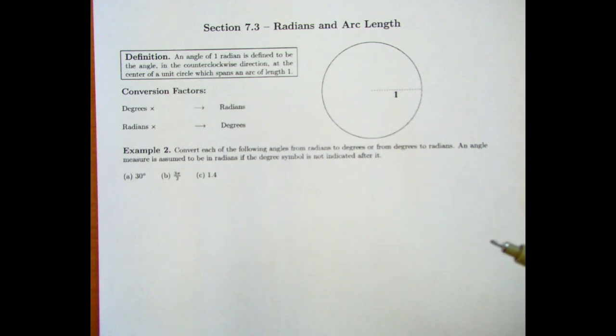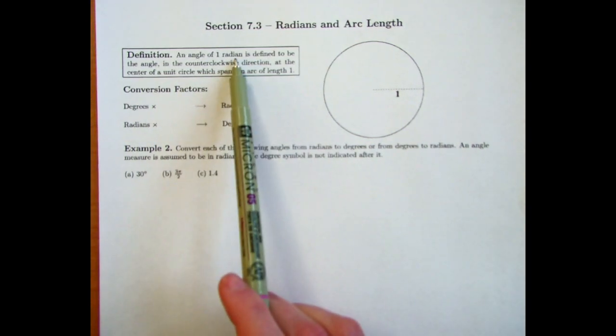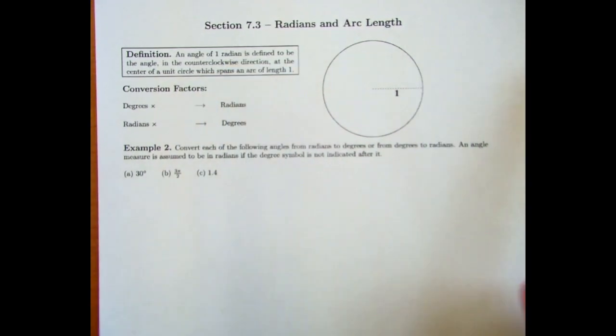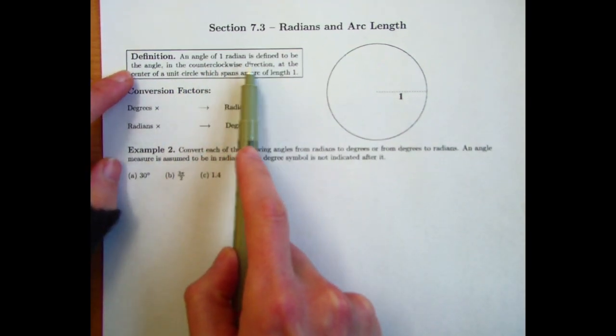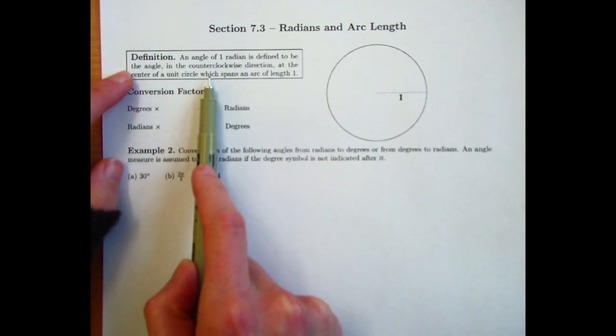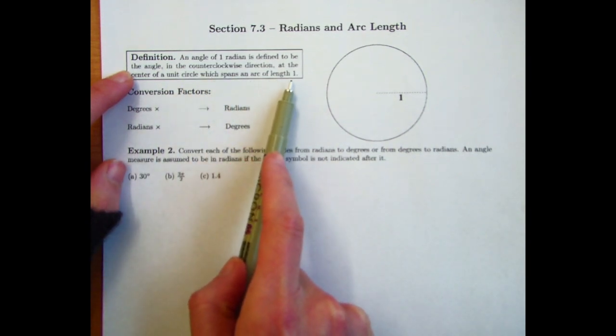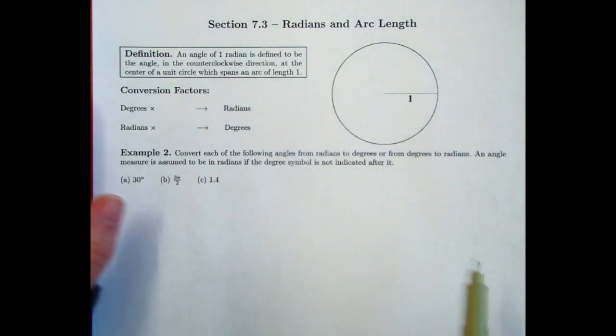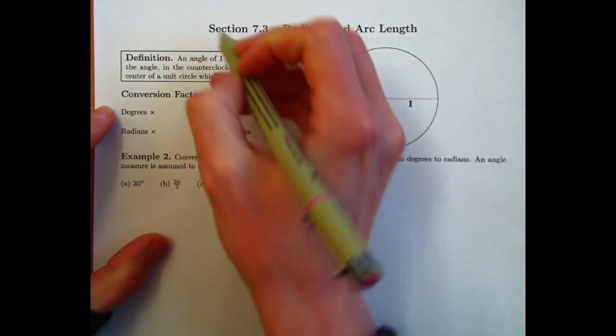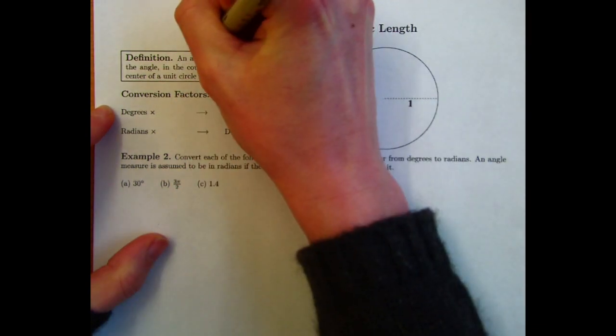So in the unit circle, an angle of 1 radian, so a radian is a way to measure an angle, is defined to be the angle in the counterclockwise direction at the center of a unit circle which spans an arc of length 1. So the key part that I would like you to pull out of this definition is that a radian is a way to measure an angle.